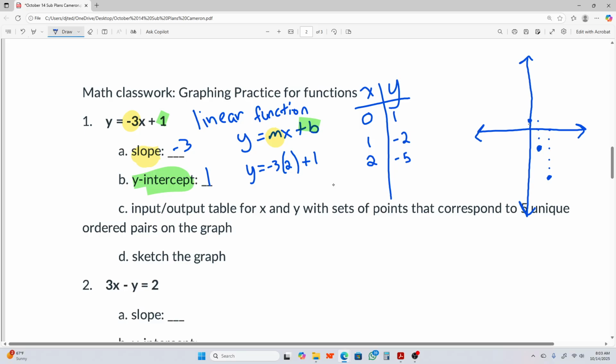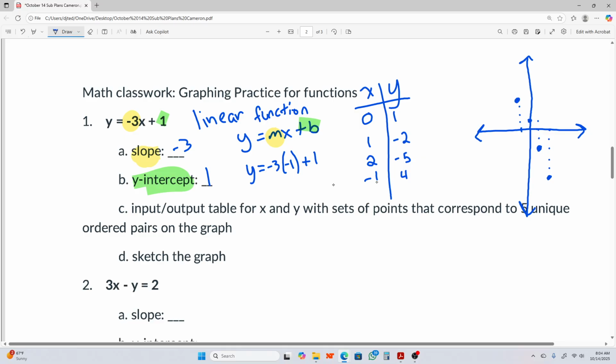And then the same thing happens when we work backwards. When x is negative 1, our y, since we're working backwards, instead of going down 3, it's going to go up 3. And let's prove it. Negative 1 times negative 3 is going to be positive 3. Positive 3 plus 1 is 4. And we go up. 1, 2, 3, 4.